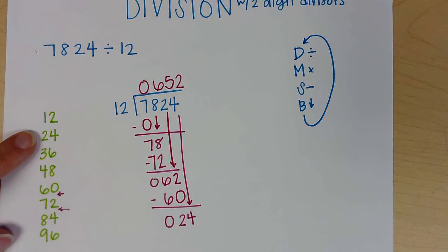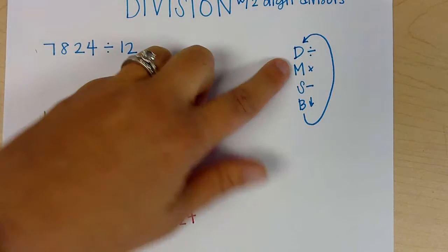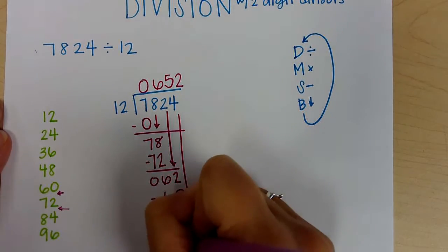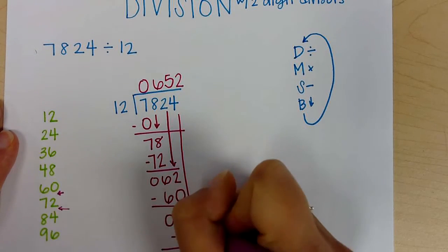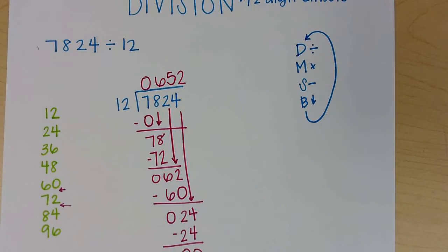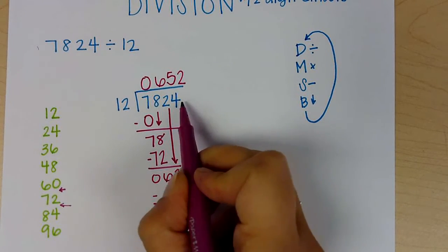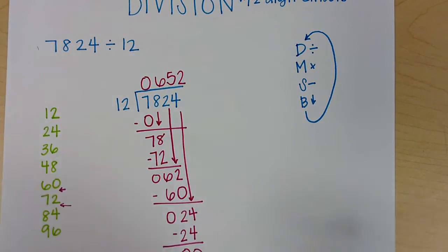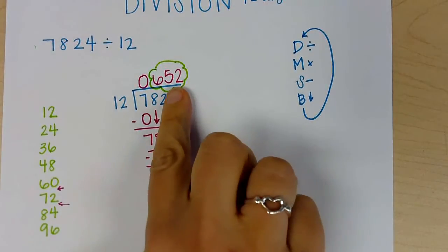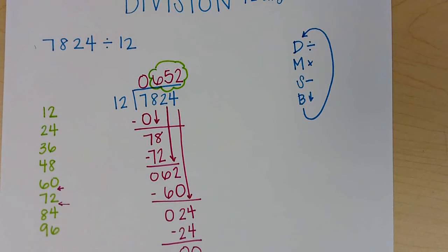This time I multiply. 12 times 2, which is 24. 4 minus 4 is 0. 2 minus 2 is 0. I have zeros here, nothing else here. So I'm done with my quotient, my answer to my division problem being 652.